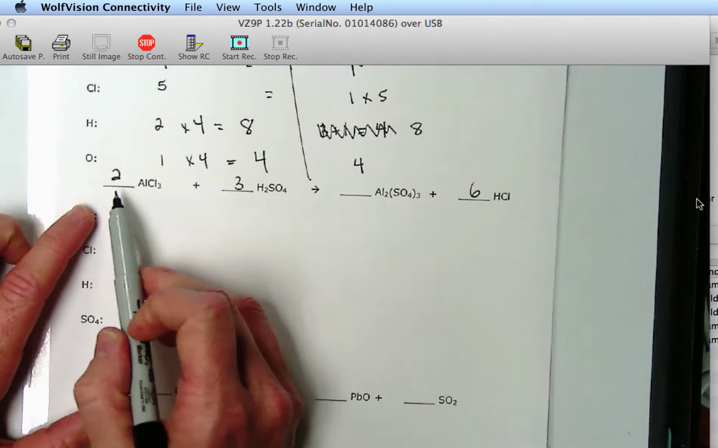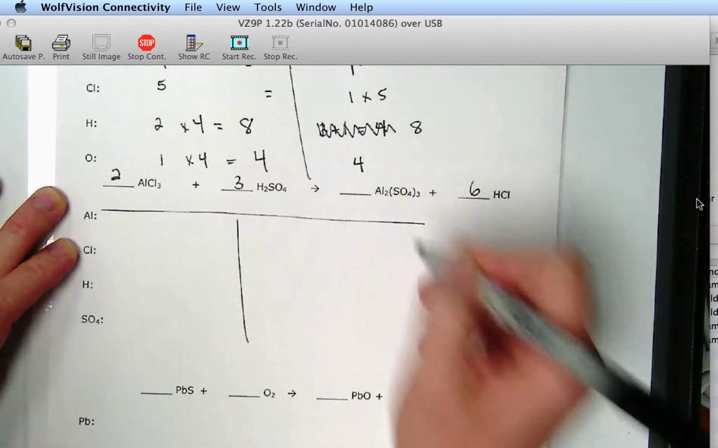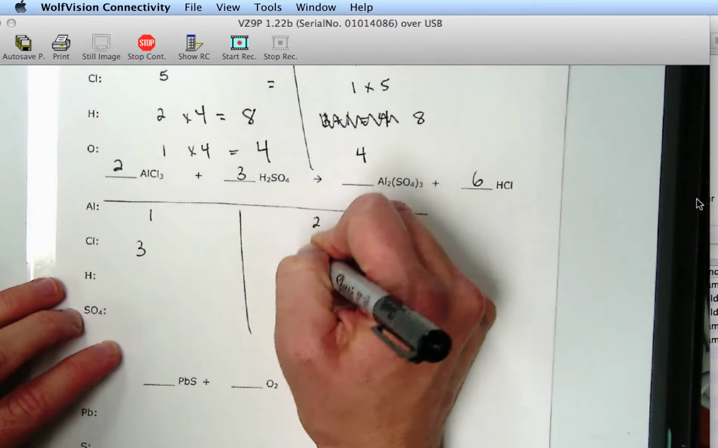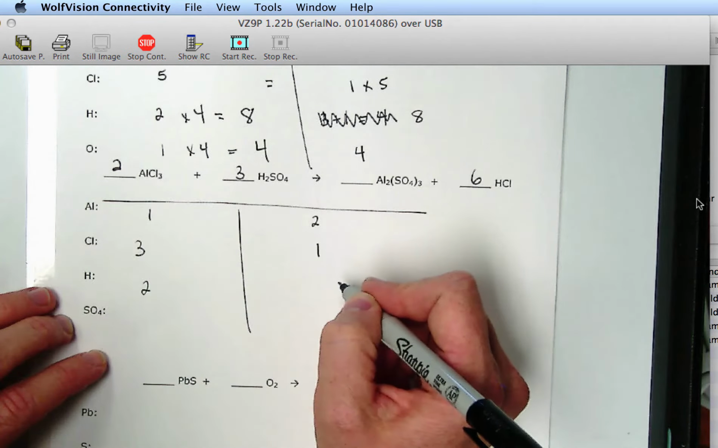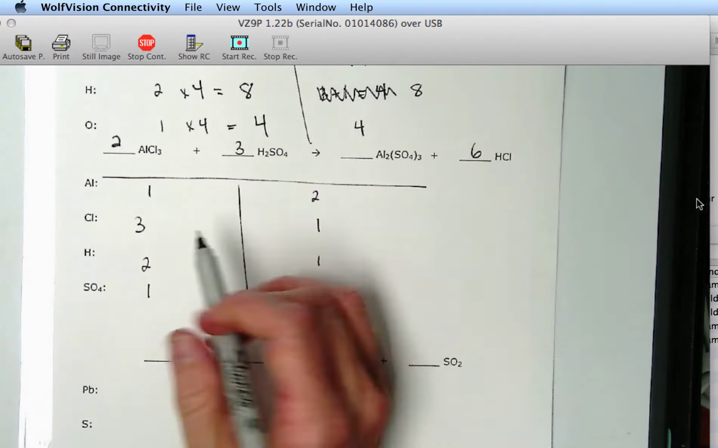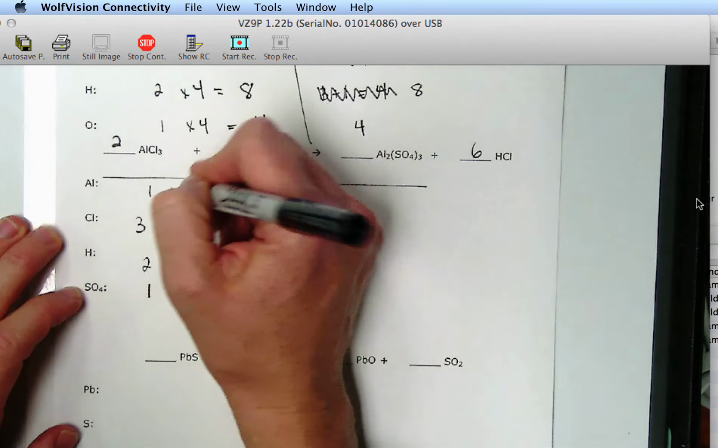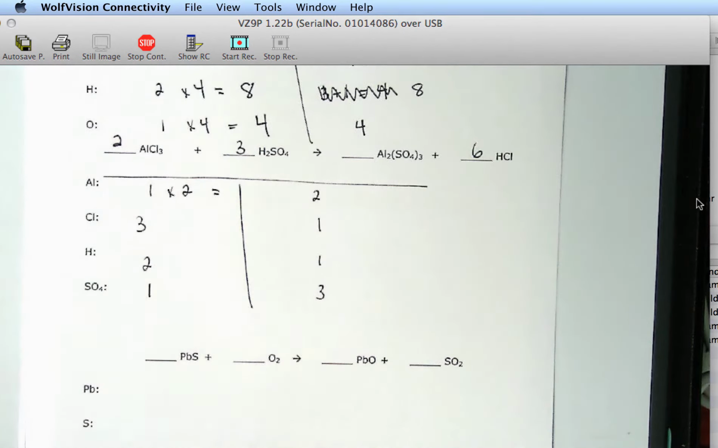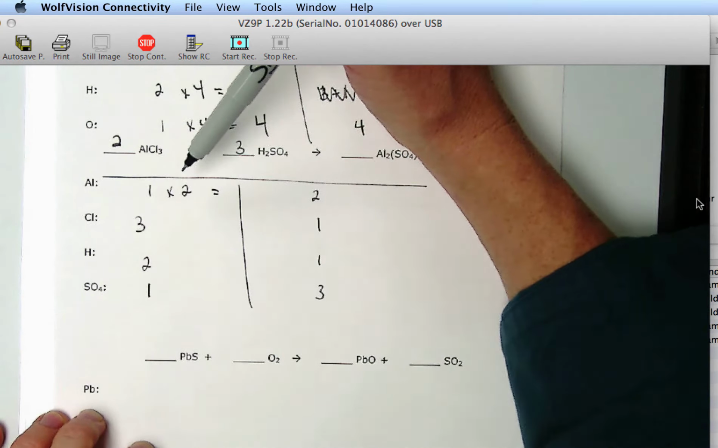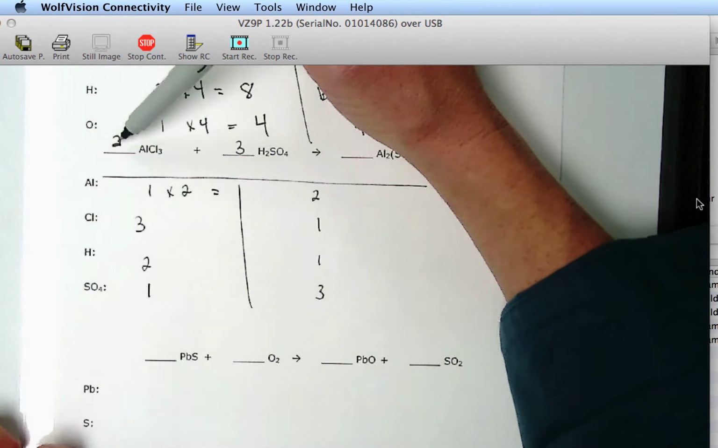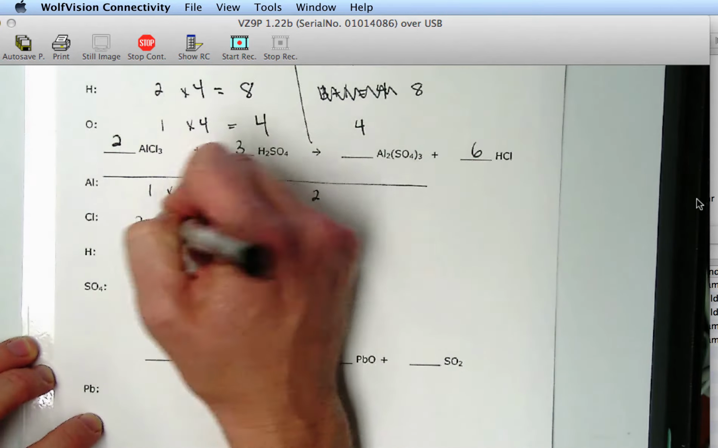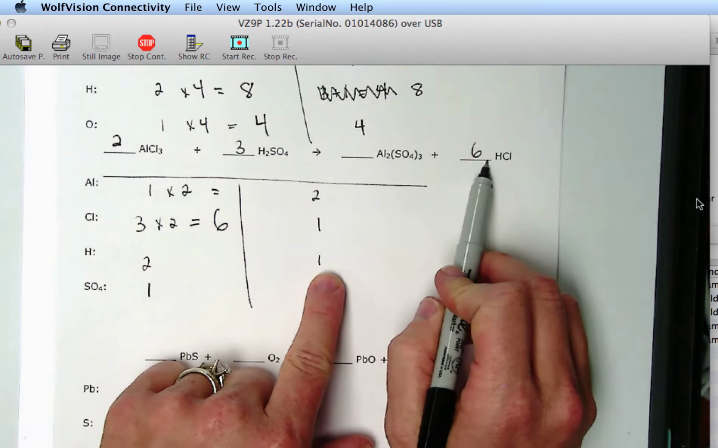Okay, so you got the 2 in front of aluminum chloride. Now, after you put a coefficient in front of this, you have to think about what else that coefficient impacts. So maybe that's where you're getting stuck. So 2 times 3, instead of having 3 chlorides now, you have 6. That's where this 6 comes in.